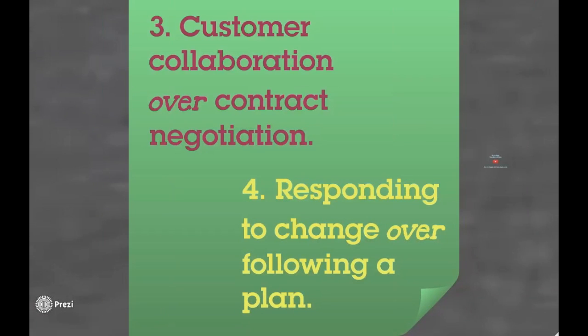And then the last 2, customer collaboration over contract negotiation. This in Scrum will refer to a particular role called the product owner, and the product owner will be the person who evaluates the business value of all the feature requests that the customer is expecting, and we'll get into that in a moment. So there's this one role in Scrum who collaborates with the customer and makes sure that there is feedback getting to the developers. And of course, being able to respond to change rather than just following a plan.